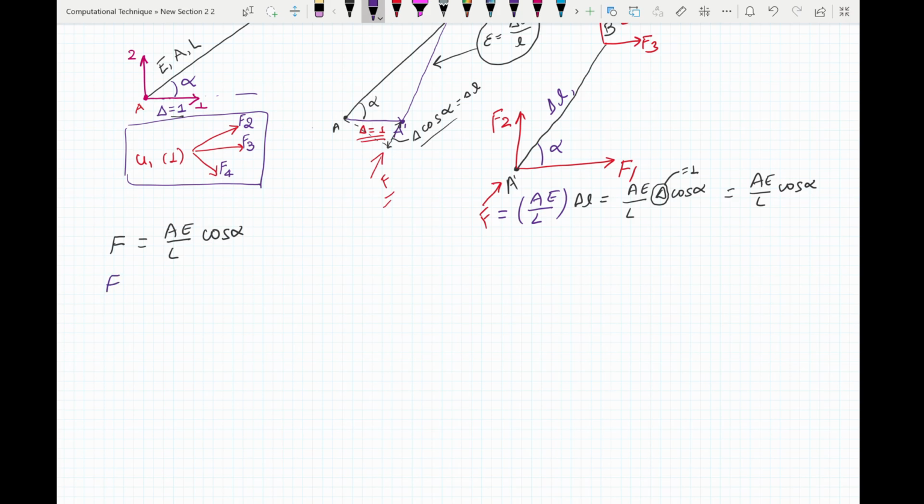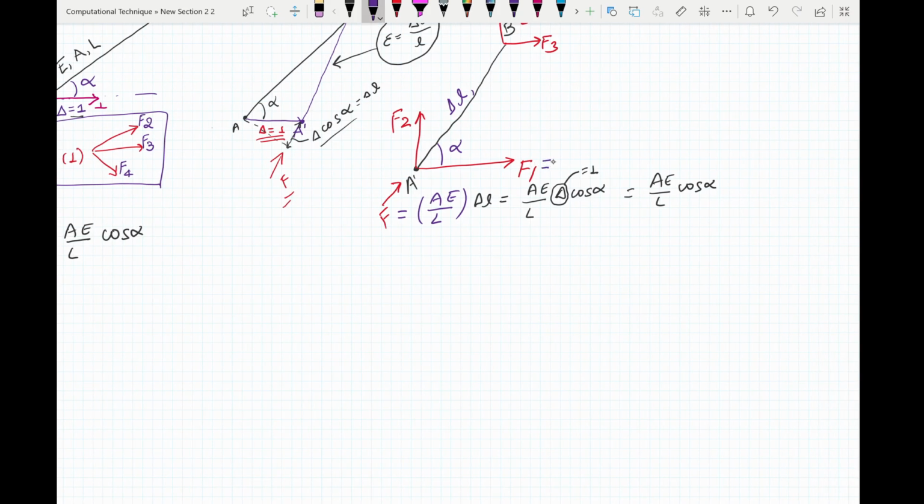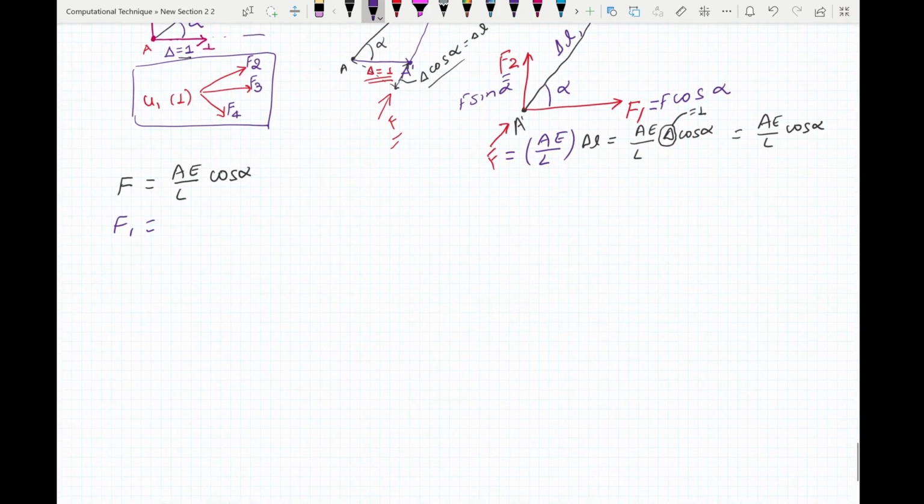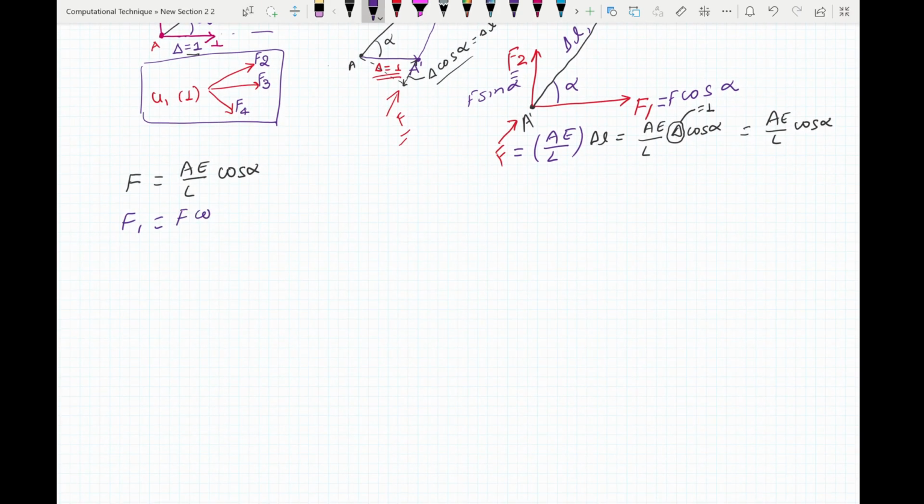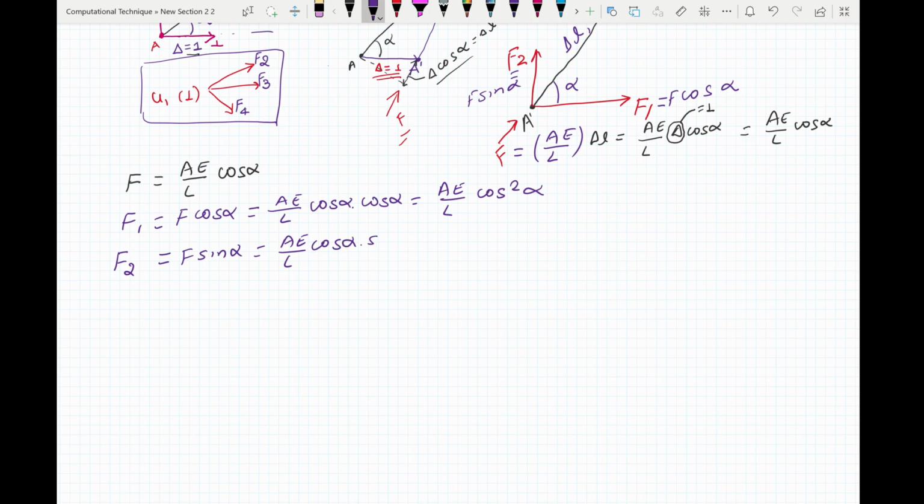So F1 will be equal to F cos alpha. F2 will be equal to F sine alpha. Therefore, F1 equals F cos alpha, that equals AE by L cos alpha times cos alpha, that equals AE by L cos square alpha. Similarly, F2 will be equal to F sine alpha, that equals AE by L cos alpha times sine alpha.